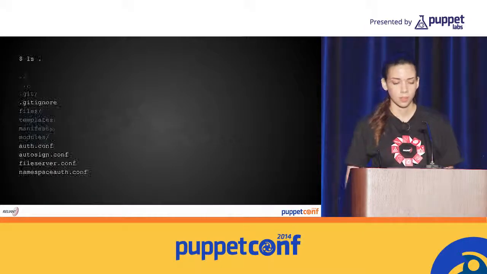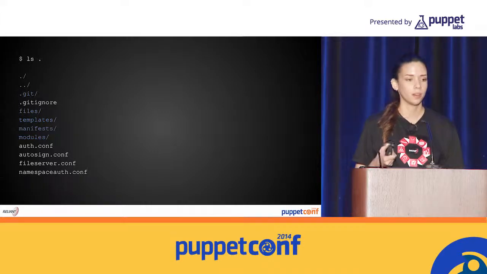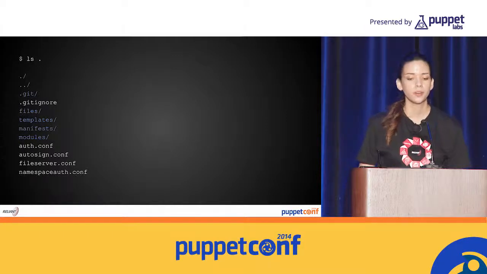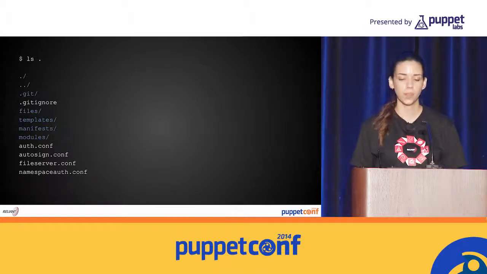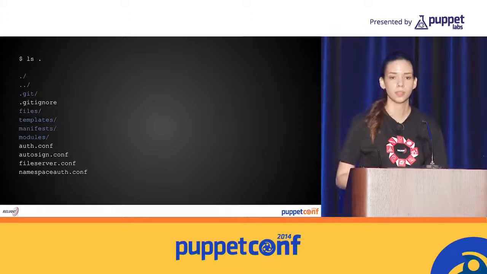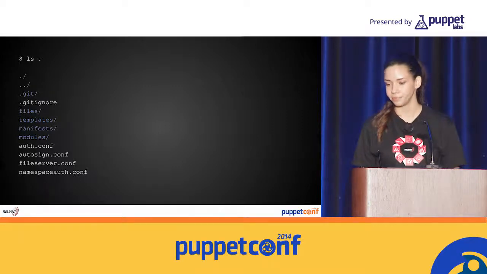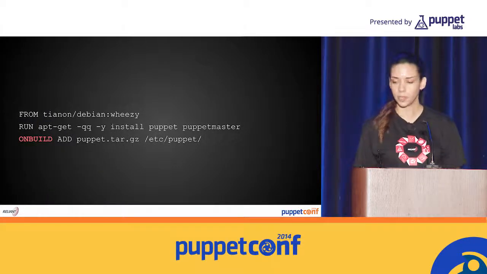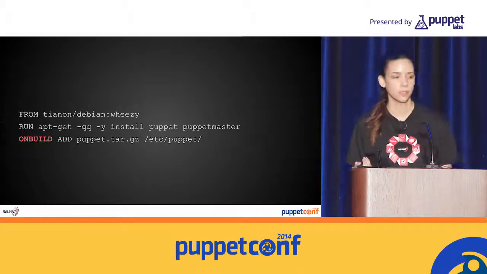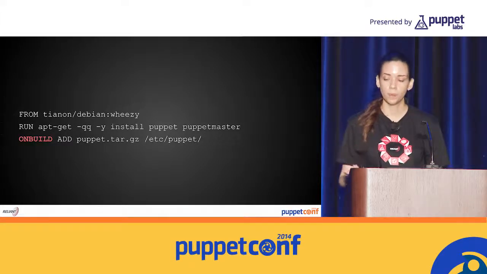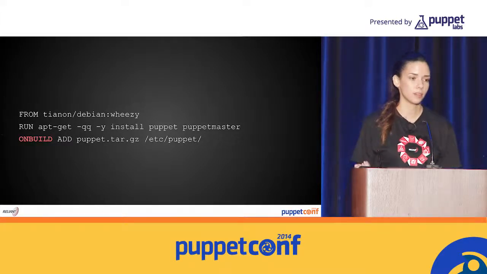Yes, that's correct. So the Puppet tarball that's on the last line here is generated from the files, templates, manifests, and modules from your Puppet directory. It just zips them all together and passes them to the container. What is important here is the ONBUILD. It's highlighted there. It doesn't actually copy the file during the build of this one.